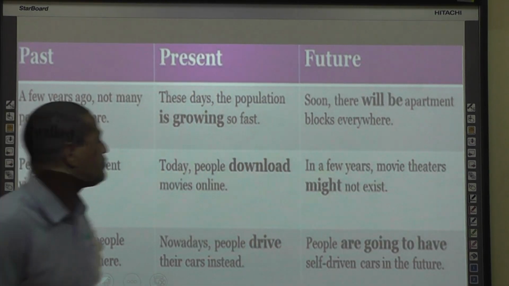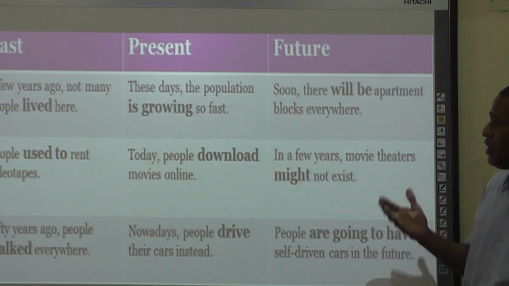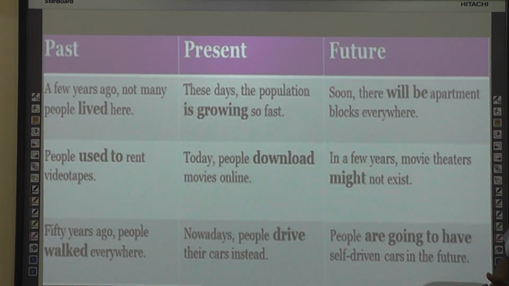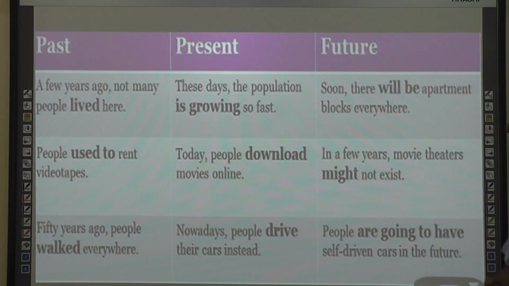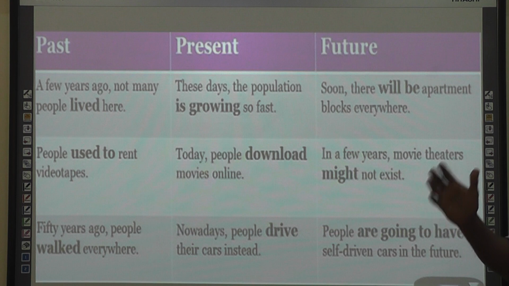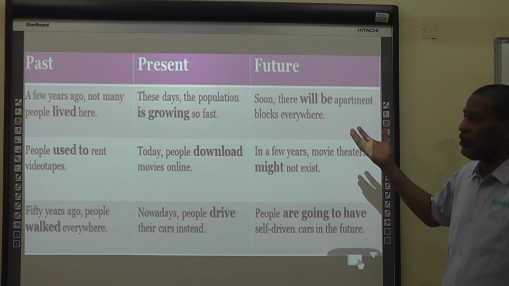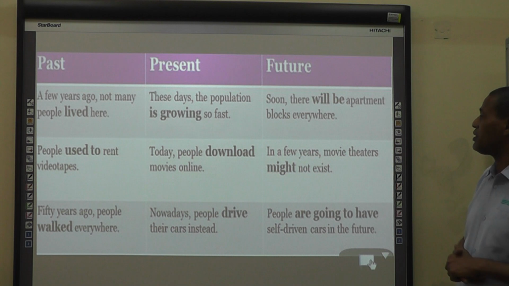Here again we have more examples for the past, present and future, contrasting. For the first example, we are making contrast about the change in people's life. So a few years ago, not many people lived here, in this town or in this place or in this village. These days, the population is growing so fast. Soon, there will be apartment blocks everywhere.